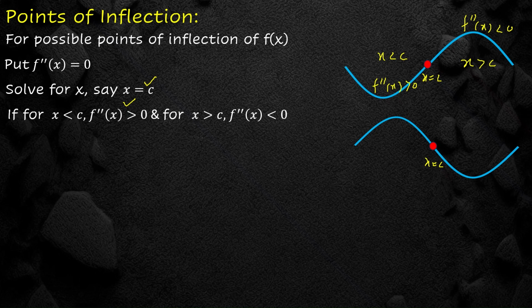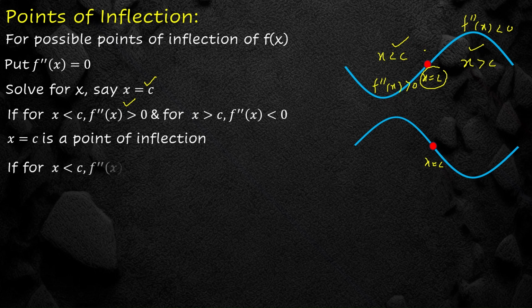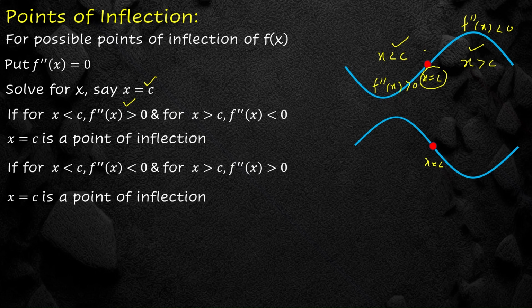So if we move from left of c to right of c and the concavity changes, that is, the sign of second derivative changes, then x is equal to c is a point of inflection. Similarly, if for x less than c, f double dash x is negative, and for x greater than c, f double dash x is positive, then again x is equal to c is a point of inflection.